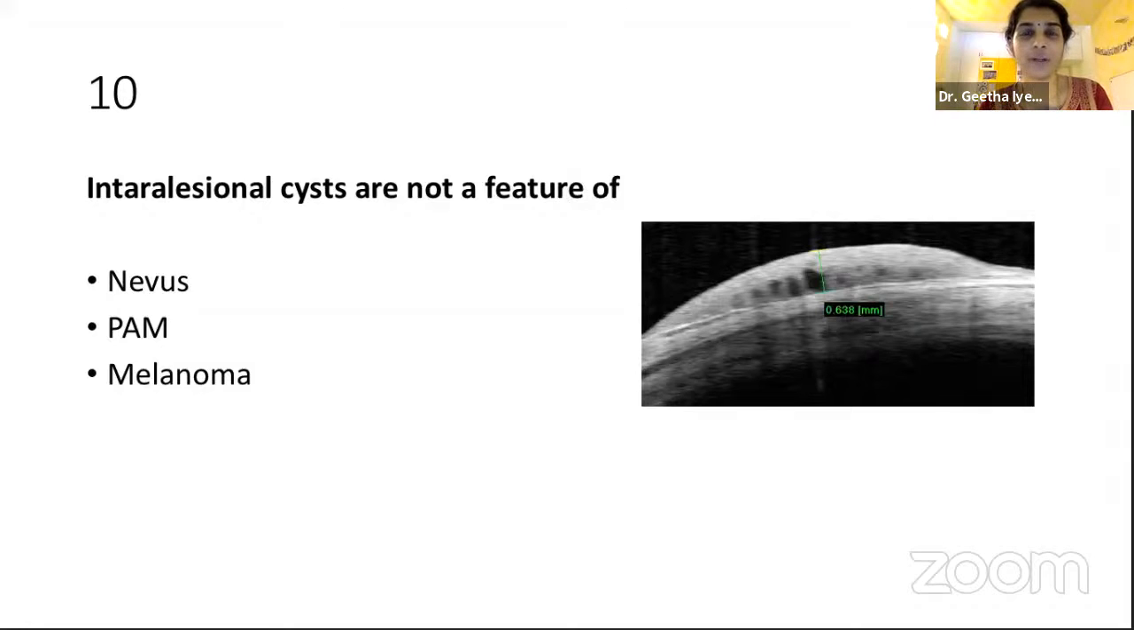54% have said melanoma. The answer, the intralesional cysts are not a feature of, should be PAM. PAM usually does not have intralesional cysts. They are more commonly seen in a nevus, but they can also be seen in a melanoma.